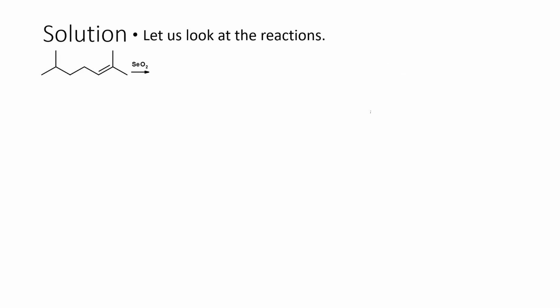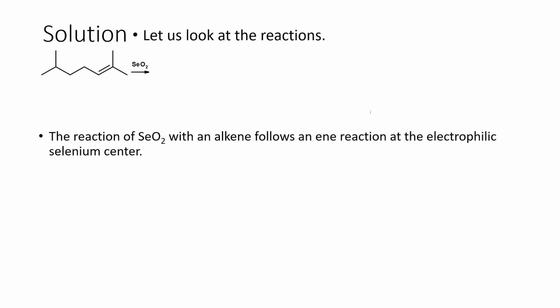So the starting material is undergoing reaction with selenium dioxide. This selenium dioxide reaction is a little bit lengthy. We are going to look at how the reaction actually proceeds, because we know it is an allylic oxidation, but how the allylic oxidation takes place, that's what we are going to see. This reaction basically follows an ene type reaction. That means an electrophilic selenium center is the crucial one which undergoes the reaction.